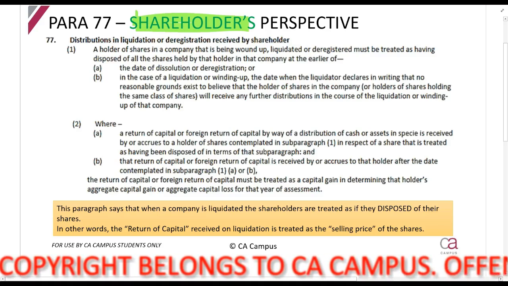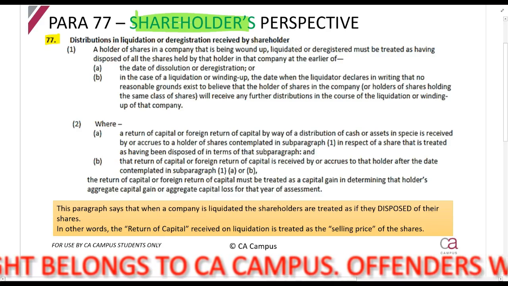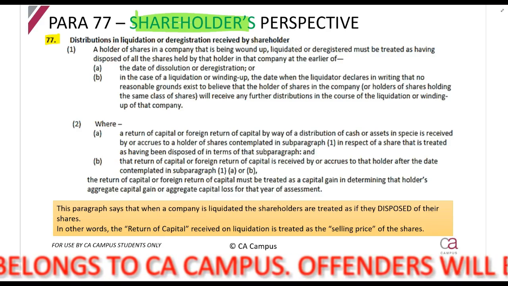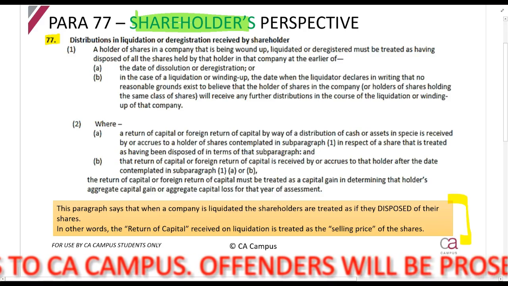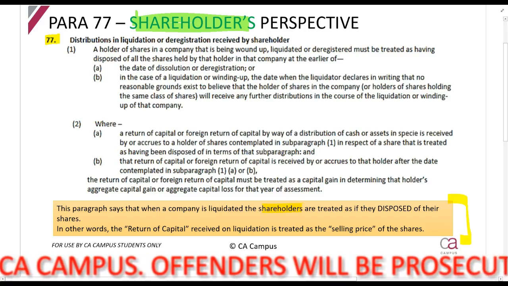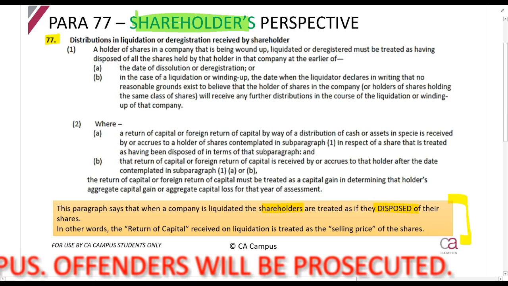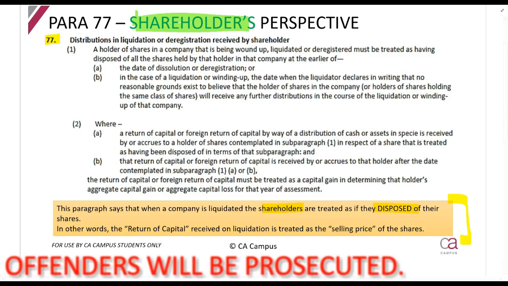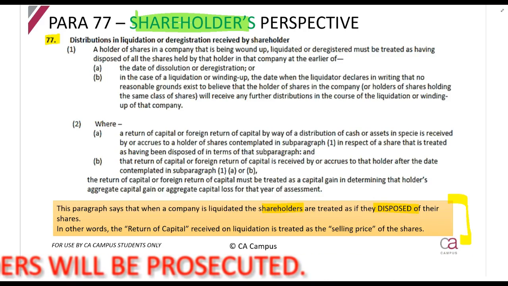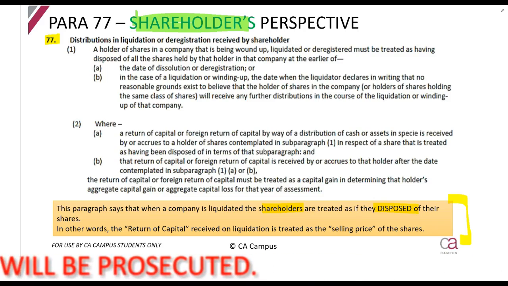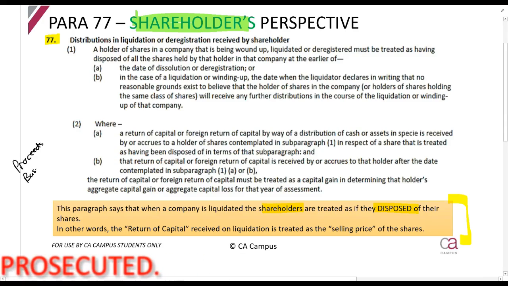Now, the first thing I want you to be aware of is paragraph 77 of the 8th schedule. So it's the CGT section. Basically, what this section tells you is if a company is liquidated, then the shareholders are treated as if they disposed of all of their shares. In other words, you can't have shares in a company that has been liquidated because the company no longer exists. So they will be treated as if they sell it. So they'll say proceeds less base cost.